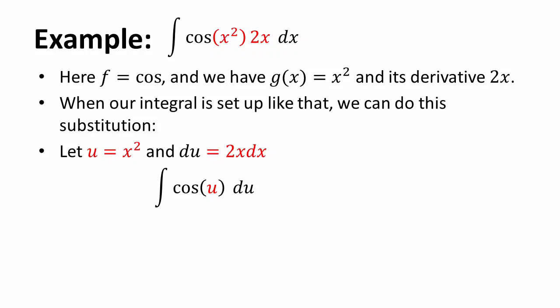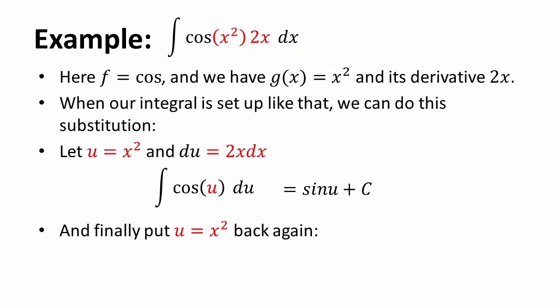Now replace this value in the above function, which becomes integration of cos u du. As we know, integration of cos u is equal to sine u plus constant of integration c. And finally, put u equal to x square back again. We get the result: integration of cos of x square times 2x dx is equal to sine x square plus c.